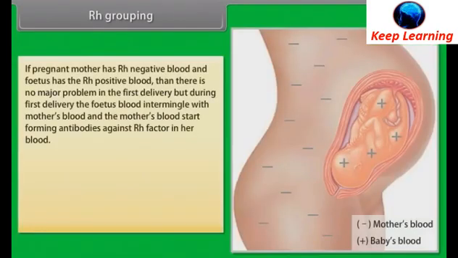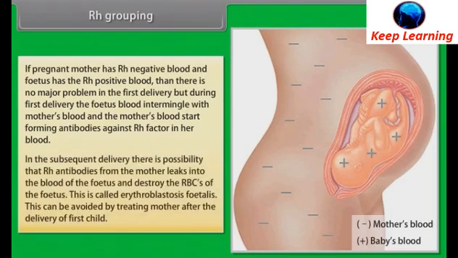If a pregnant mother has RH negative blood and the fetus has RH positive blood, then there is no major problem in the first delivery. But during the first delivery, the fetus blood intermingles with the mother's blood and the mother's blood starts forming antibodies against the RH factor in her blood.